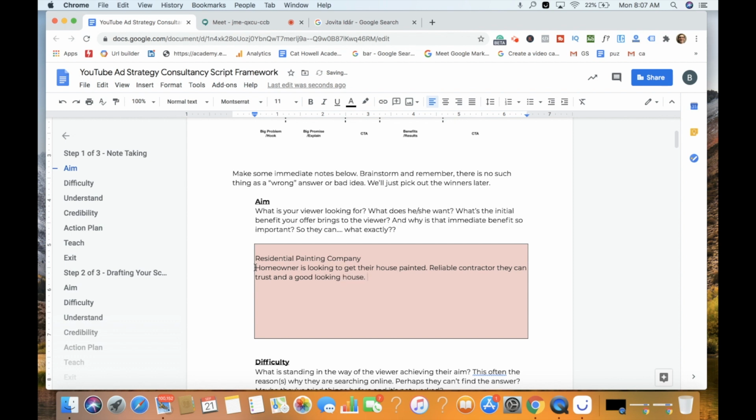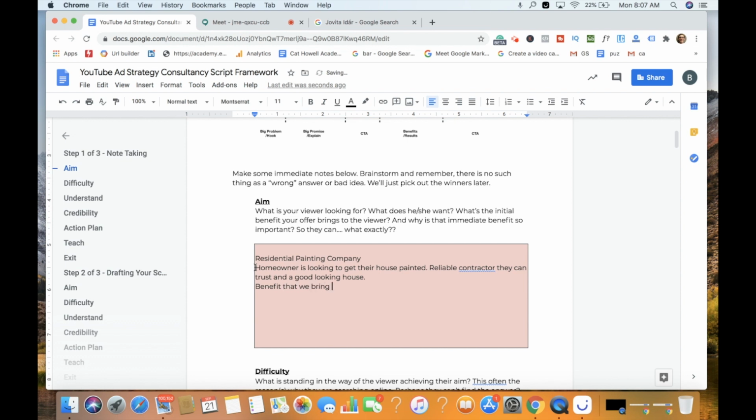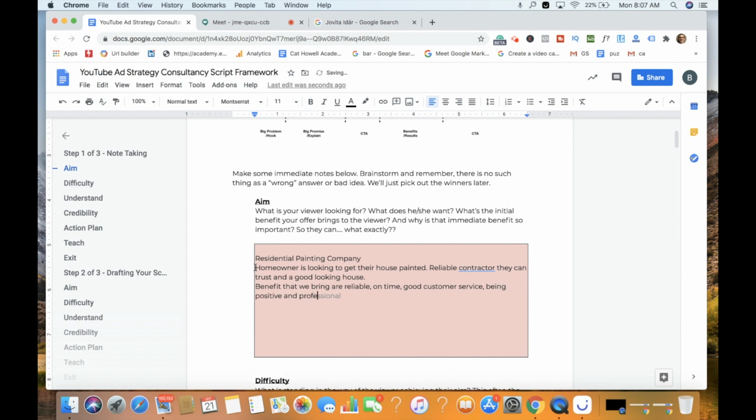And then what would be the initial benefit that you guys bring? Like he mentioned, being reliable, showing up on time, providing a high level of customer service, being professional, being positive. And probably also a good job, right? Yeah, the actual quality of the job, quality of service.